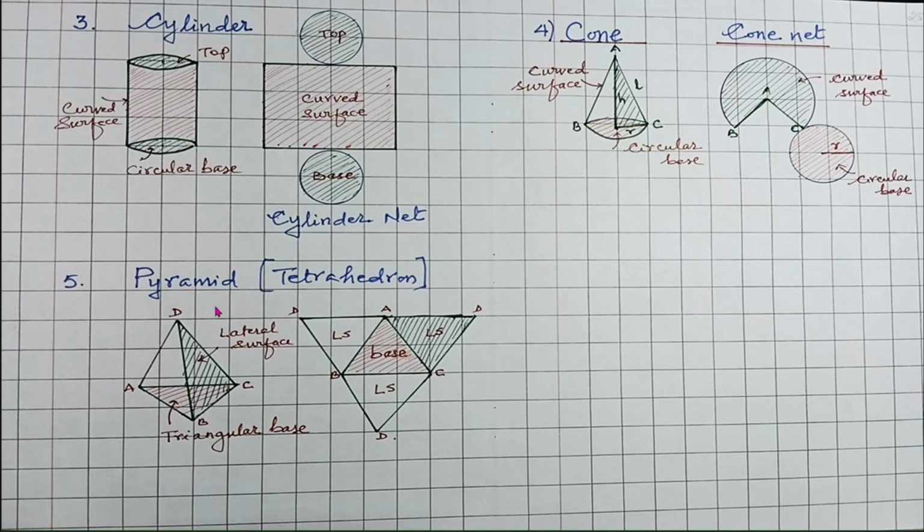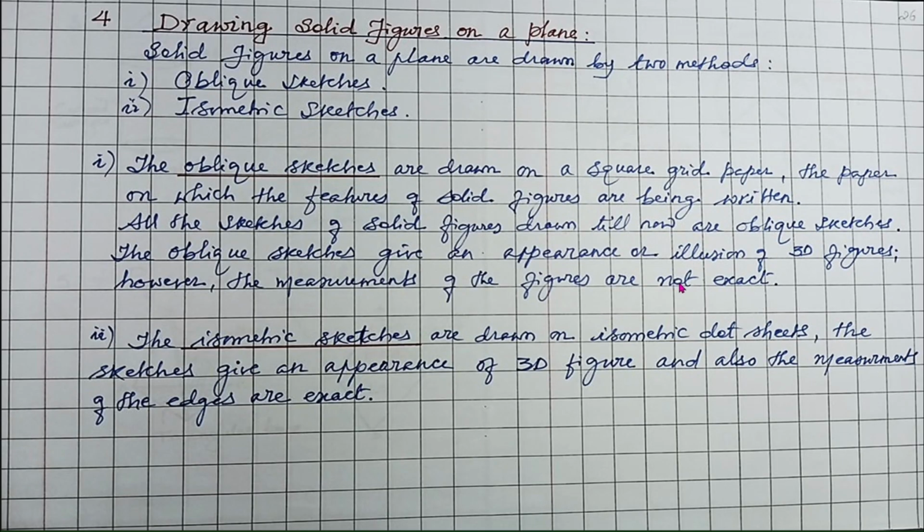Now the net of a pyramid is a tetrahedron. It has got a triangular base. So we have got a triangular base here. It has got 3 triangular lateral surfaces. So we have 3 lateral surfaces representing the 2-dimensional pattern of a 3-dimensional solid figure, which is the pyramid here. Remember that.